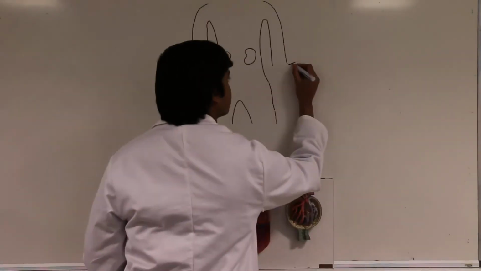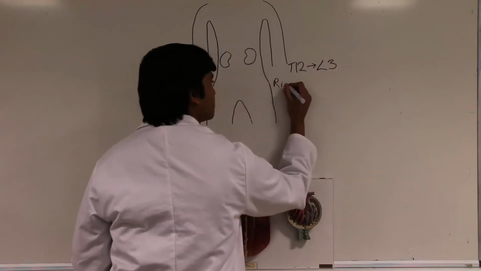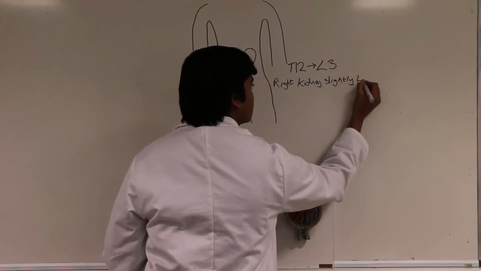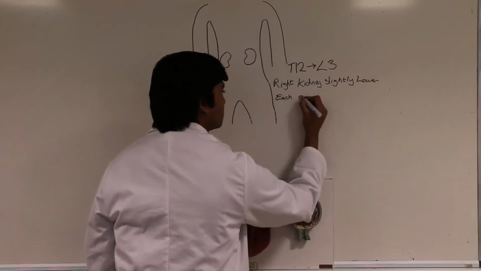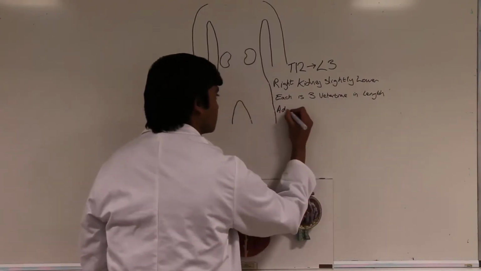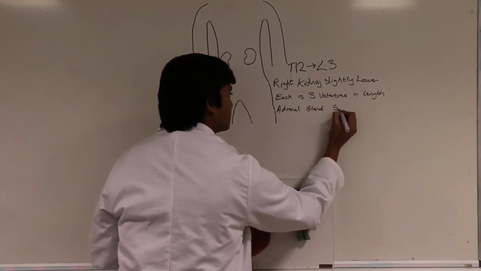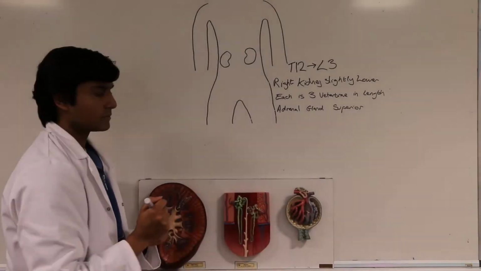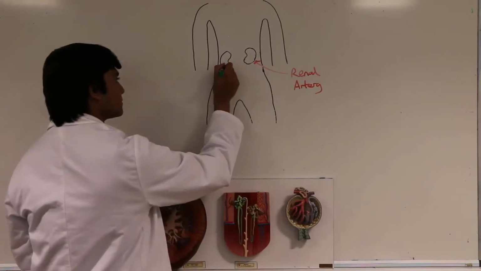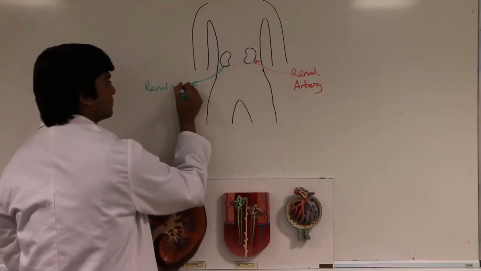They typically extend from T12 to L3, although the right kidney is often situated slightly lower due to the presence of the liver. Each kidney is approximately 3 vertebrae in length. The adrenal glands sit immediately superior to the kidneys within a separate envelope of the renal fascia. Blood enters the kidney from the general circulation via the renal artery, and blood leaves via the renal vein directly into the inferior vena cava.